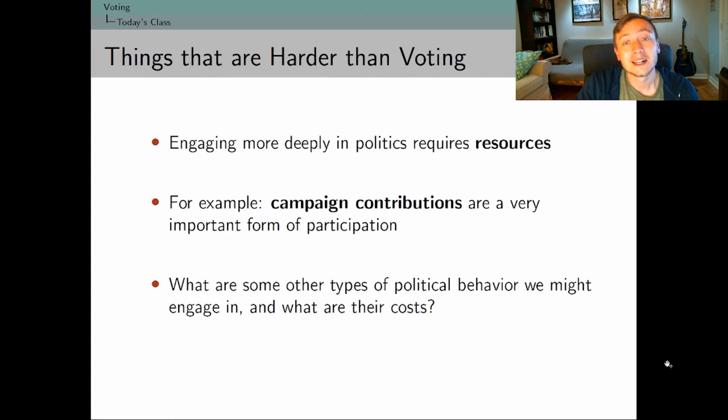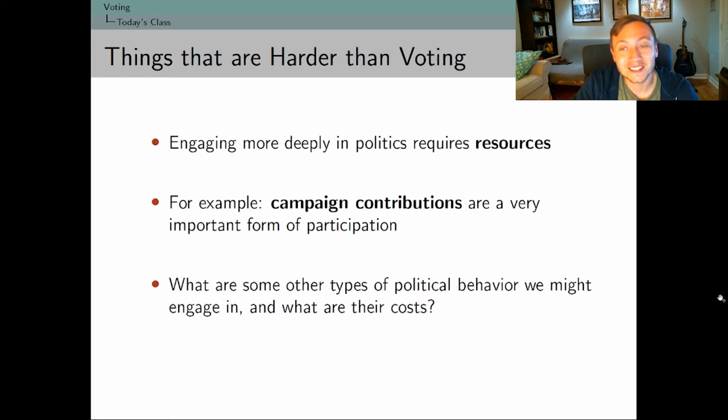And so, again, if you're going to do something that's harder than voting, that's a political behavior, that means that you're going to have some resources to be able to supply that sort of cost function. So, for example, contributing to a political campaign. It could be an incredibly important form of participation, and as we've seen in some of our earlier discussions this year, it could be one that could have major impact on politics. But if we think about some of these other types of political behavior, this one is obviously extremely direct in terms of its cost. It costs money, right?